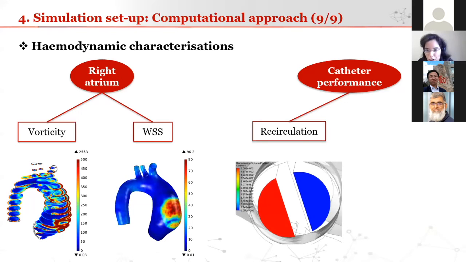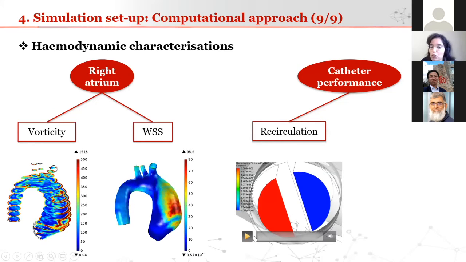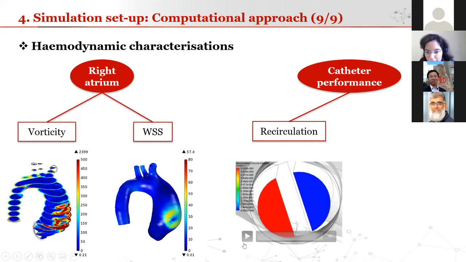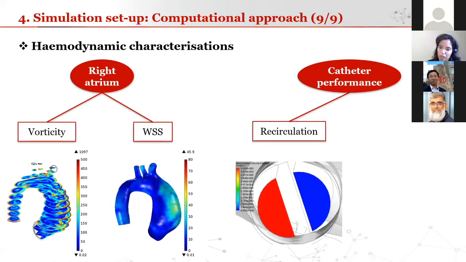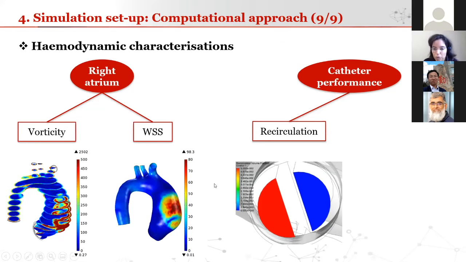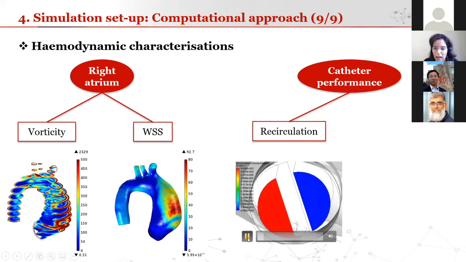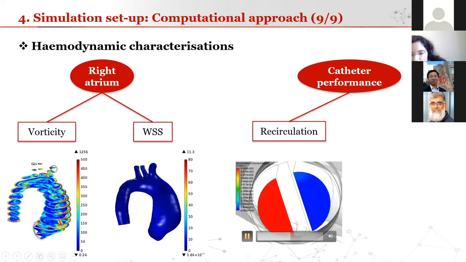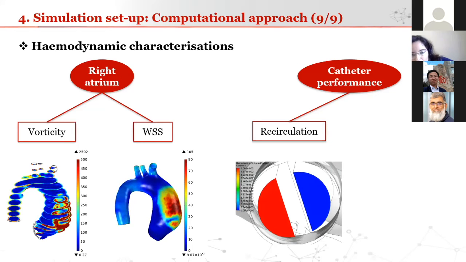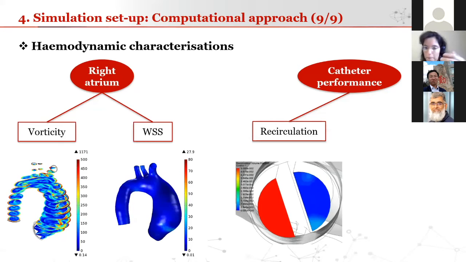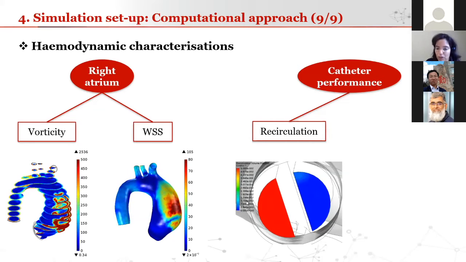For catheter performance, we quantified the recirculation, which is the amount of filtered blood that goes back into the other lumen of the catheter, which we don't want to occur. So in this video, this is an example of that. The red phase is the filtered blood going in, and we will see some spots of it coming backwards into the other part. So these tiny light blue spots are that phase returning back, which is what we don't want to occur.